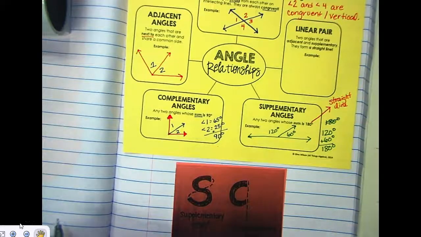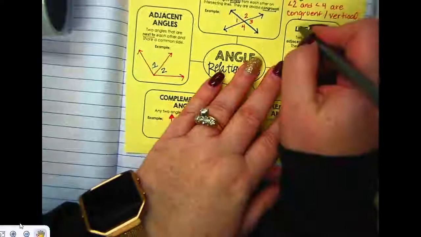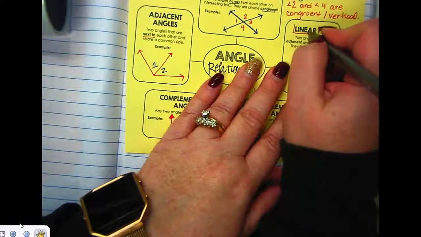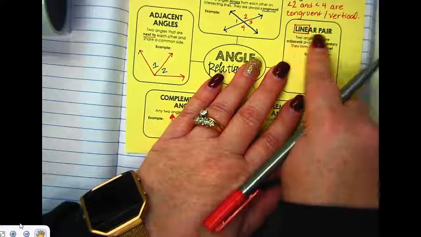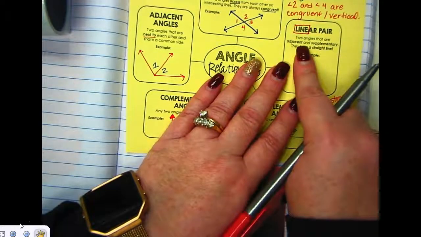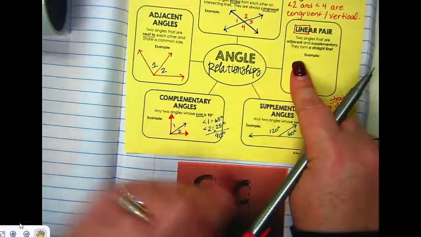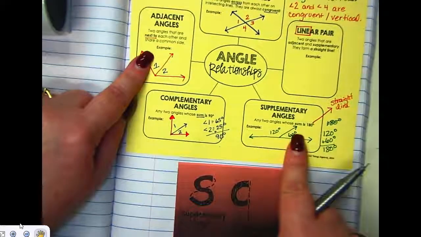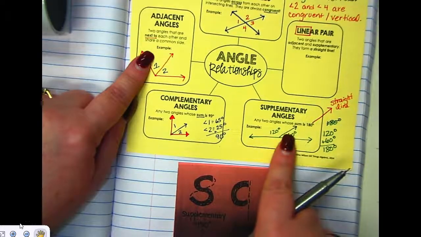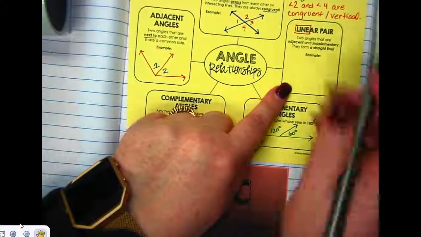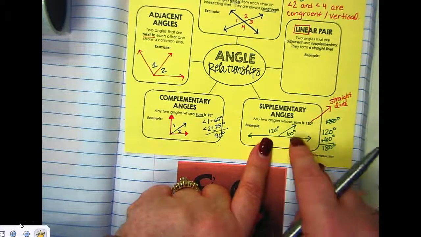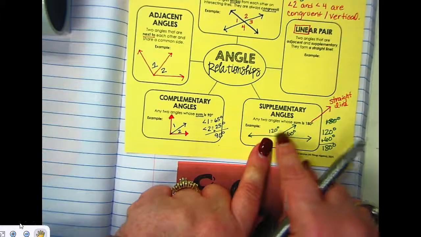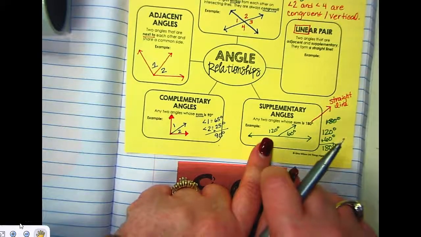Okay, the last vocabulary word that you need to know is linear pair. What's the important part of the word linear? Line. Linear is a line. Two angles that are adjacent and supplementary. They are adjacent, they are next to each other, and they share a common wall. And they form a straight line. So an example would look just like this. These are adjacent angles and they form a straight line. So these are adjacent and supplementary.